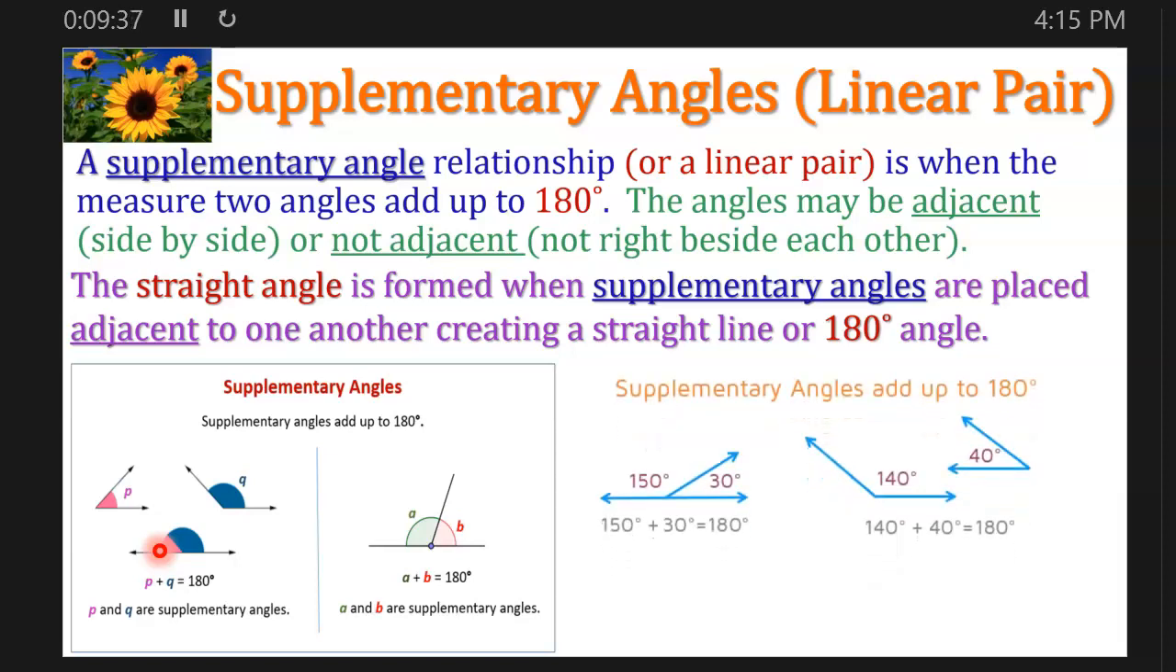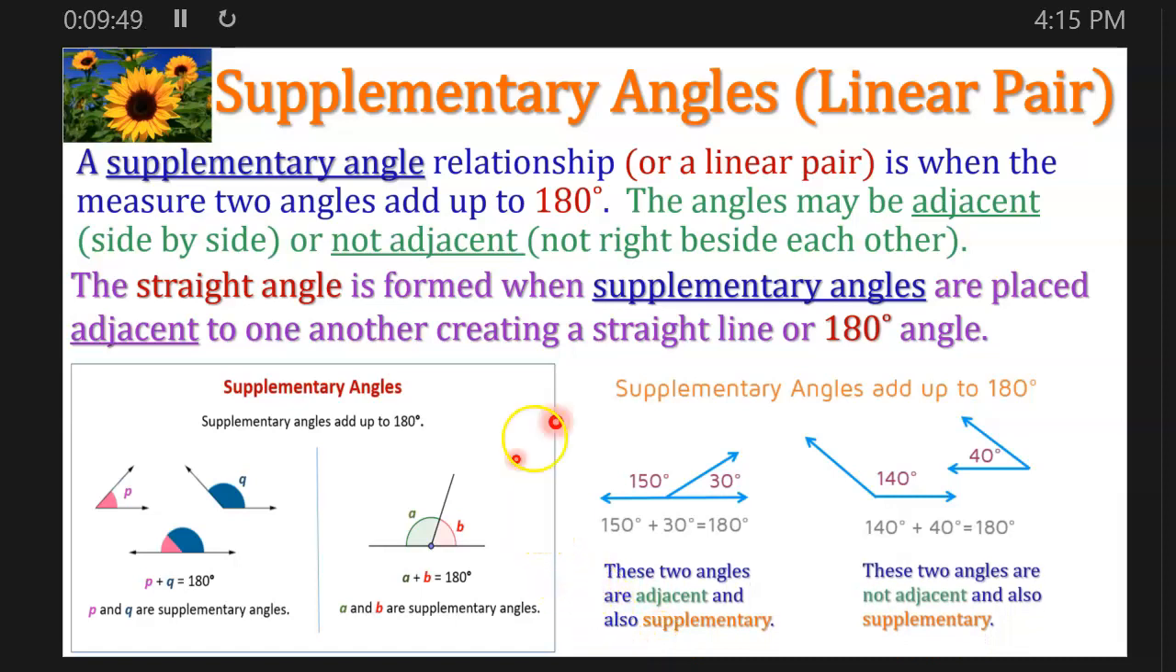Here's just some examples of some that are adjacent to one another, supplementary angle pairs, and ones that are not adjacent to one another. So again, you can be supplementary and adjacent, or you could be supplementary and not adjacent at the same time.